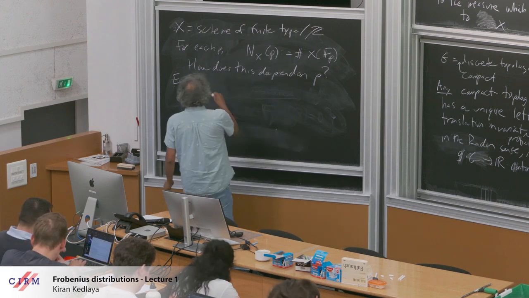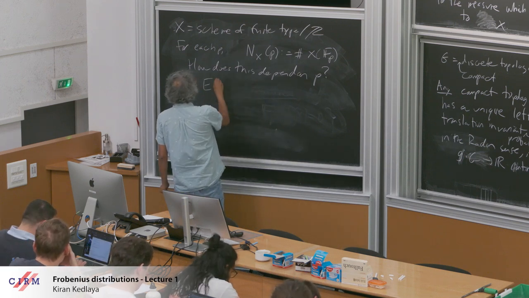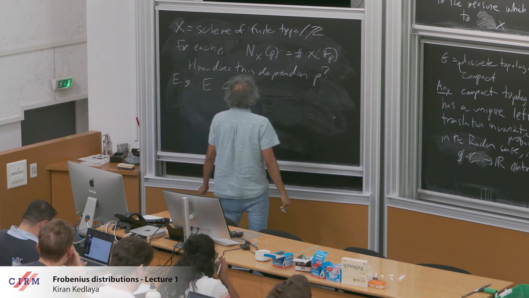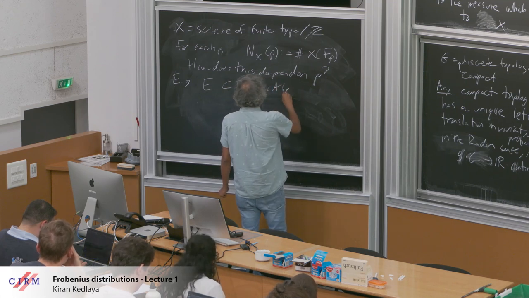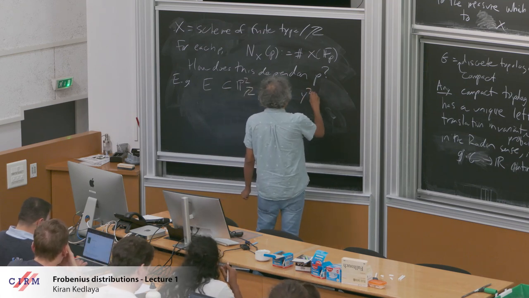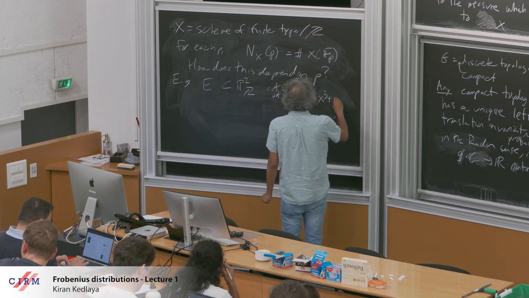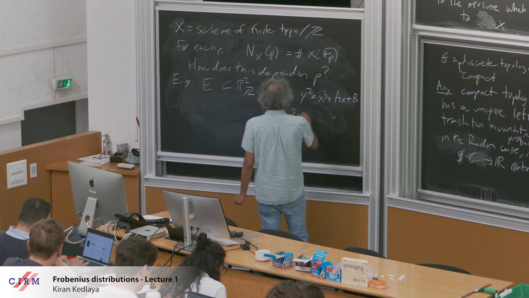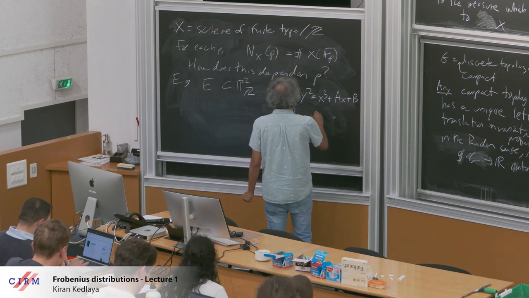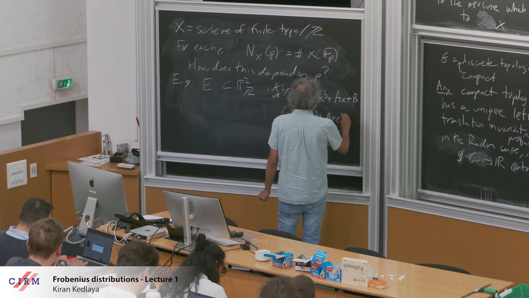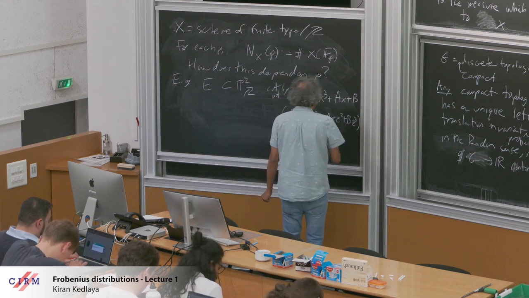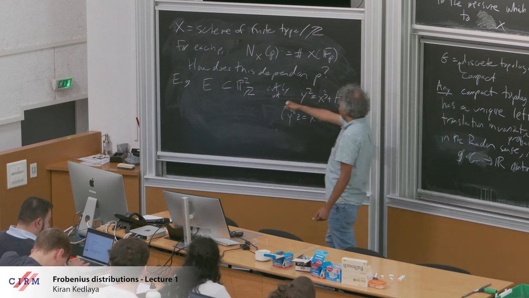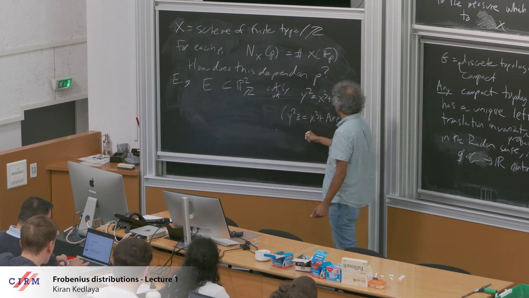So here's the example I want to take. I want to take E to be the subscheme of P^2 over the integers cut out by, well, let me write an affine equation: y^2 = x^3 + ax + b. If you really want to do this in projective coordinates, I should do something like y^2 z = x^3 + axz^2 + bz^3. But I want you to see the Weierstrass form of an elliptic curve. So over Q, this is defining an elliptic curve, right? a and b are integers.